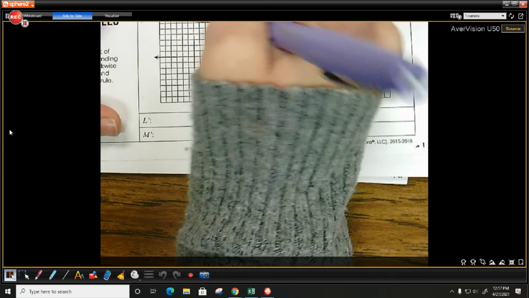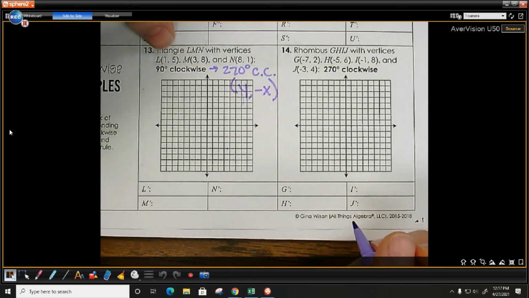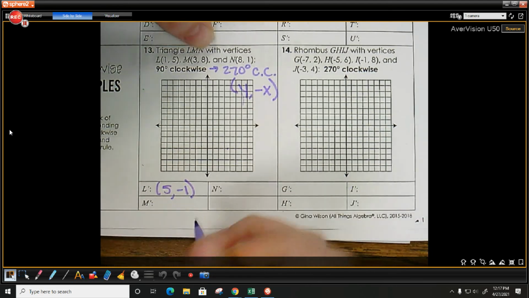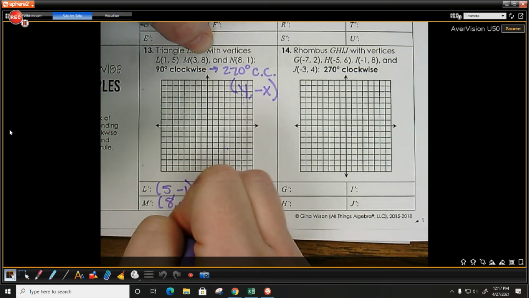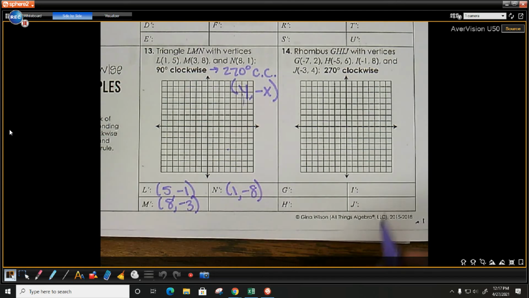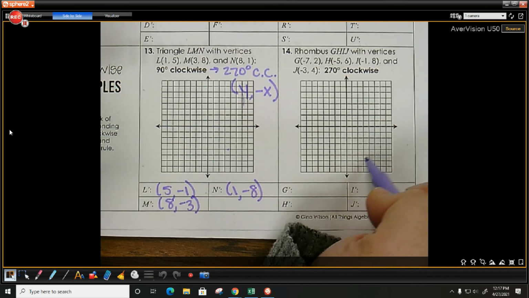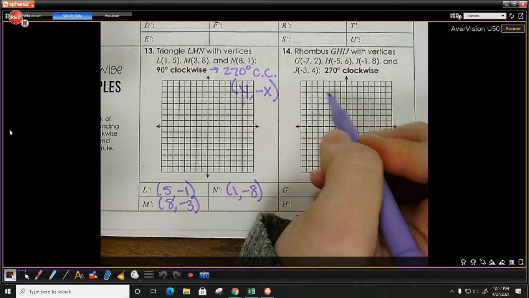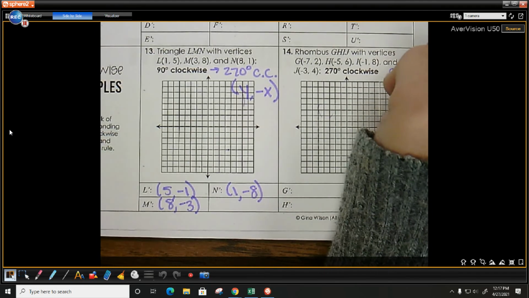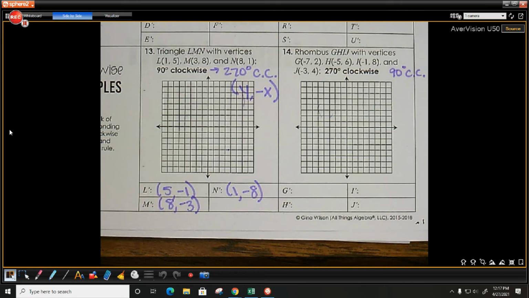I'm on number 13. So L prime, M prime, N prime. Okay, so 270 clockwise would put me here, which is 90 degrees counterclockwise. And your 90 degree counterclockwise rule is negative y, x.